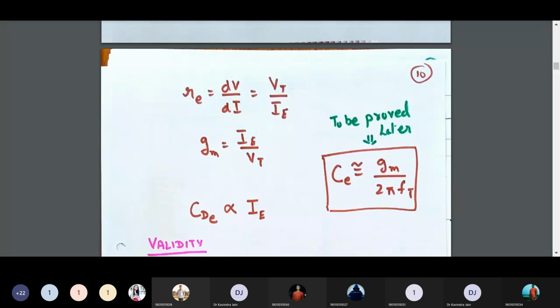Are you noting it down or should I repeat it again? Please repeat it. Okay. The slope at x equal to 0 and the slope at x equal to W is the same. So IC is equal to IE. Noted, sir.